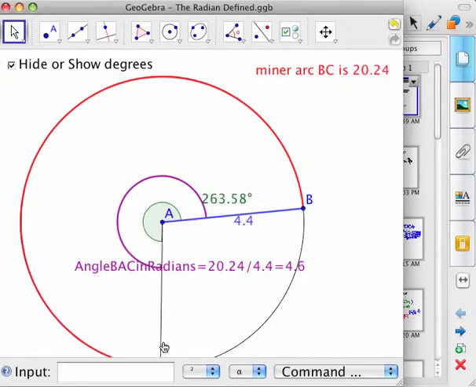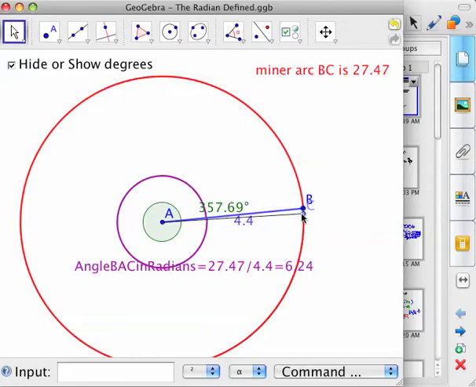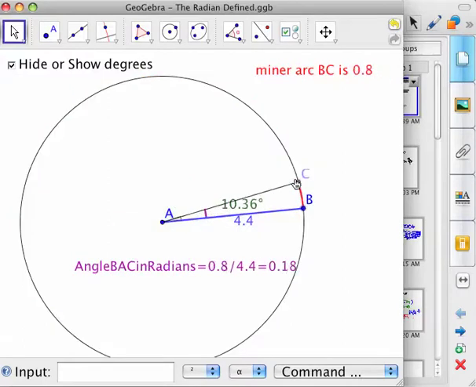If we go on around to 360 degrees, what happens? Well, 360 degrees is about 6.28. It's getting close. It's 6.26 there, but I'm not there yet. 6.27. I wonder if 6.28 is when we hit 360 degrees. So, let's find out.